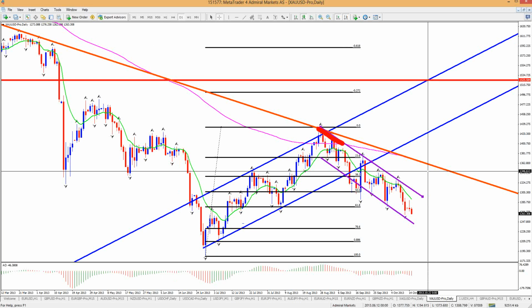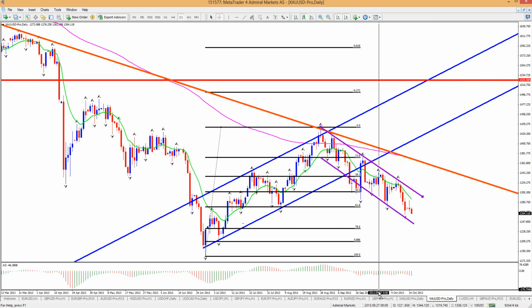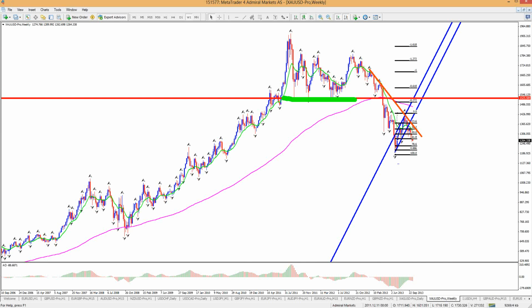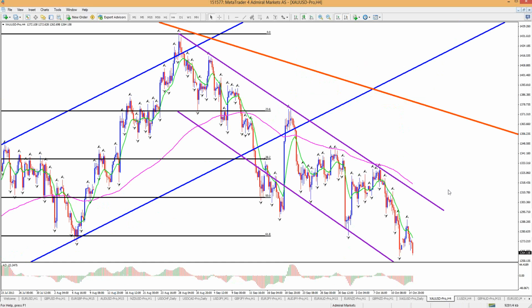If we were to break the top of this channel, then we have some upside to the orange trend line. And if we break that, we have upside to the red line, which is 1525, which is the big weekly bottom, or daily bottom as well. Oh, no, more of a weekly bottom right in here. Once price gets back to that, there's a high likelihood of at least a bounce for that level. So down to the 4-hour chart.